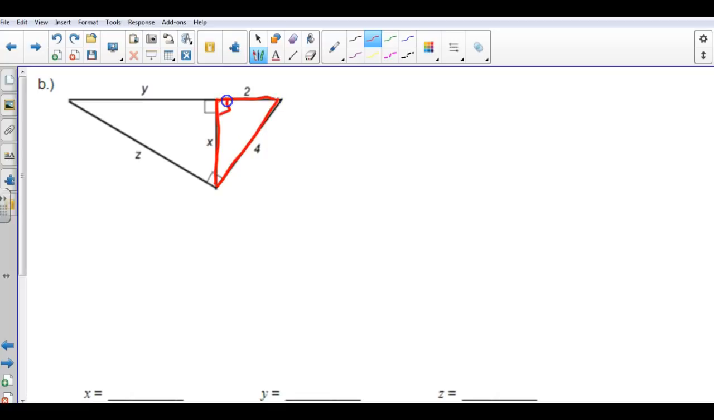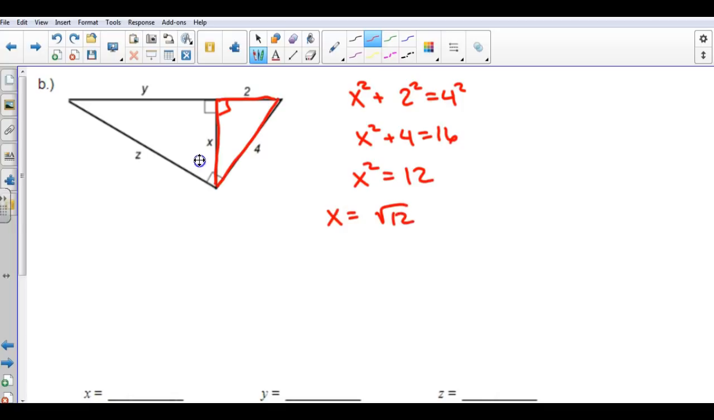So if I realize that my 4 is my hypotenuse, since it's across from my right angle, I can write the Pythagorean theorem as x squared plus 2 squared equals 4 squared. That's going to be x squared plus 4 equals 16. X squared is going to be 16 minus 4, which is 12, and then x will be the square root of 12. So right away, I'm going to label that on my diagram, actually. We know that x is equal to the square root of 12.